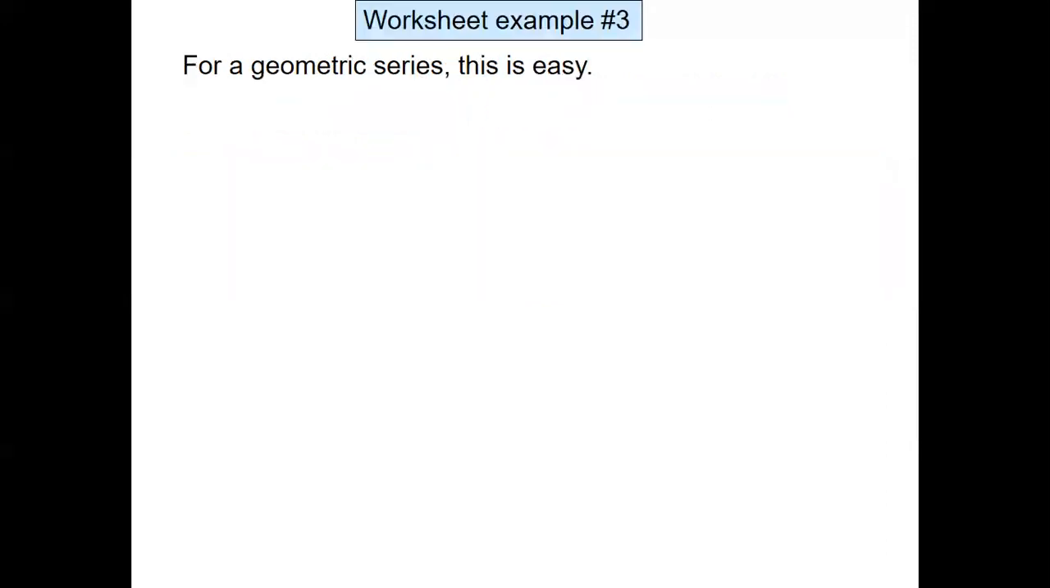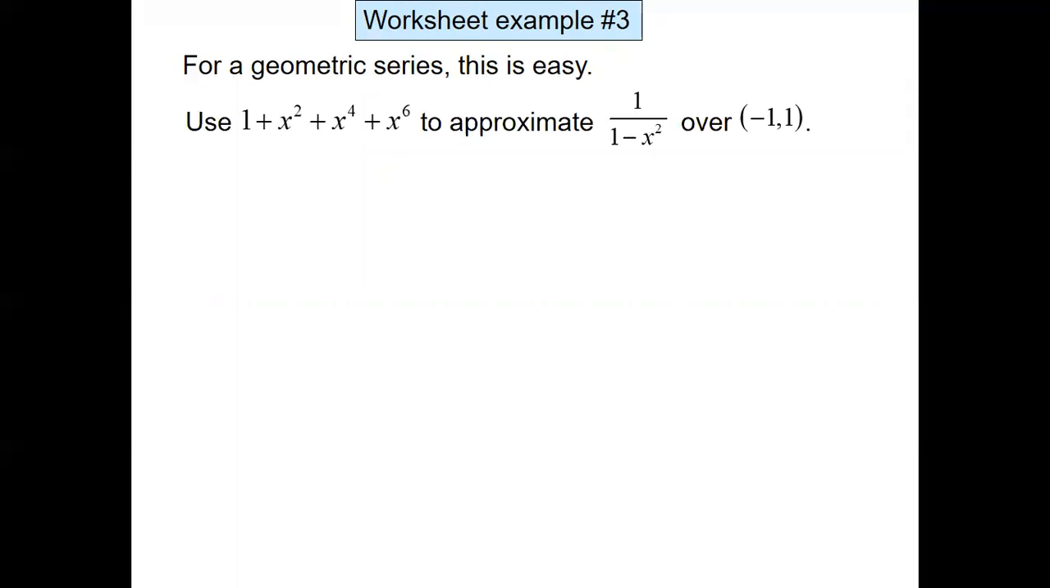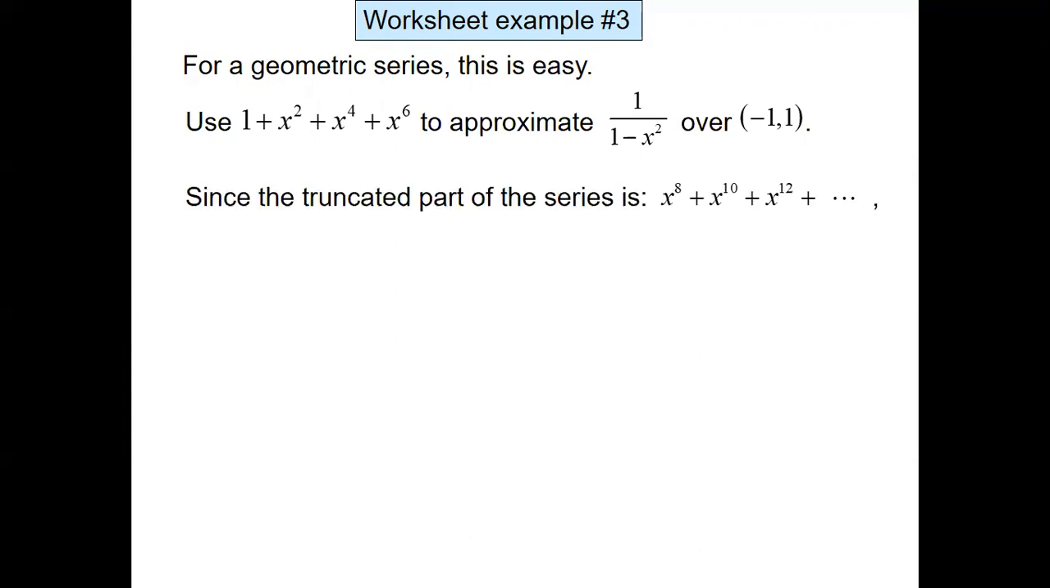So let's take a look at one more example on the worksheet here, a geometric series, which is easy. Let's say we're using this geometric series, 1 over 1 minus x squared, and we're going to use the first 4 terms, or a 6th degree polynomial approximation. We're going to do that to approximate between -1 and 1, the interval of convergence for that geometric series. Well, the part that I chopped off, or truncated, was everything with the 8th power all the way up to the infinite powers.